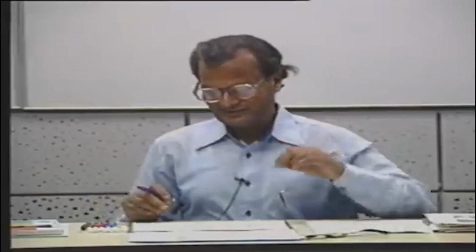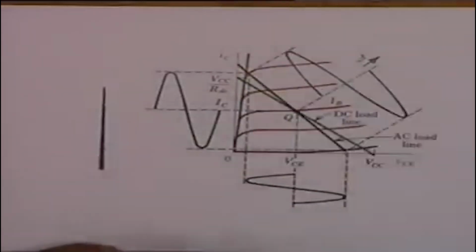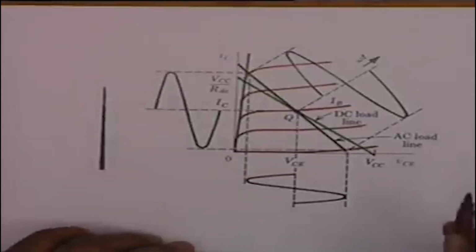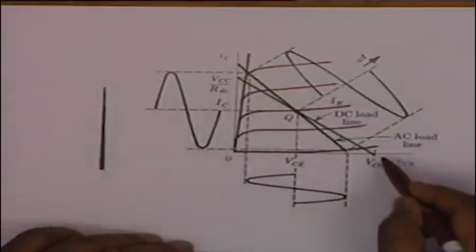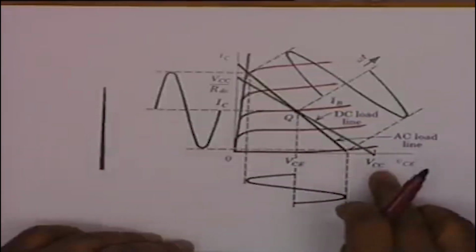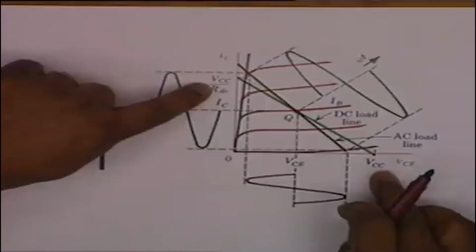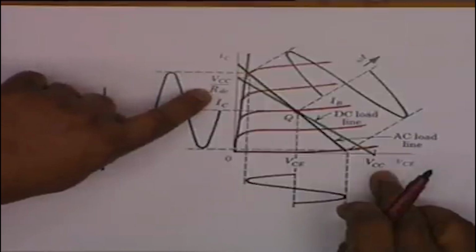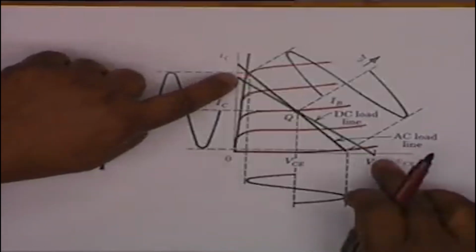Let's look at this now carefully. Look at this transistor characteristic, and please be with me when I explain this. This green line which starts from VCC and goes to VCC by RDC. What is RDC in our case? RC plus RE. This green line is the DC load line.